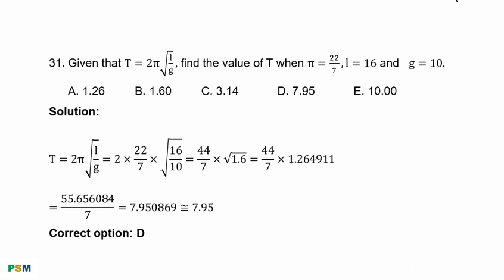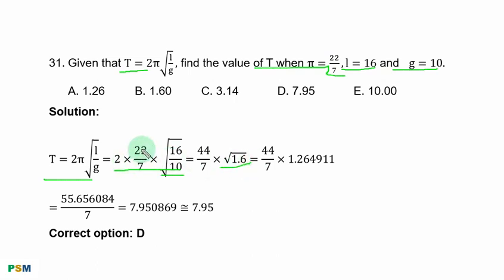Question 31. Given that t is equal to 2 pi times square root of L over G, find the value of t when pi is equal to 22 over 7, L equal to 16, and G is equal to 10. You have the given expression. You replace pi, L, and G with what they stand for. If you divide here, you have root 1.6.